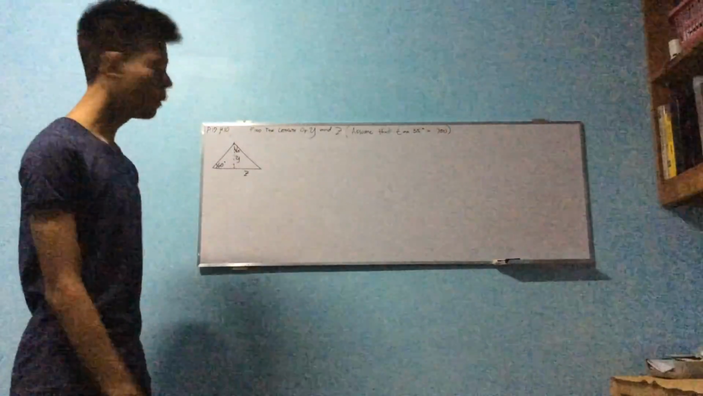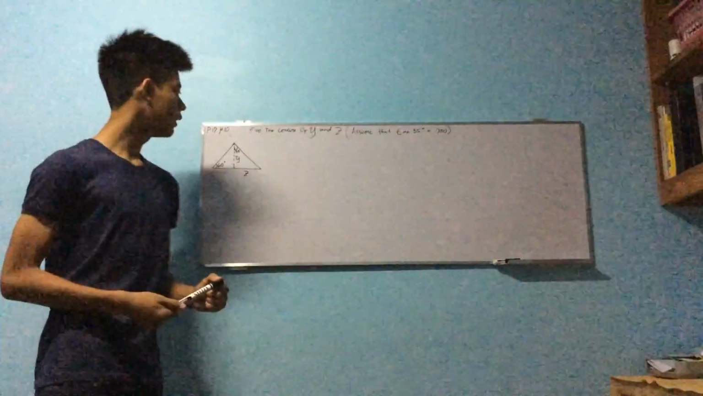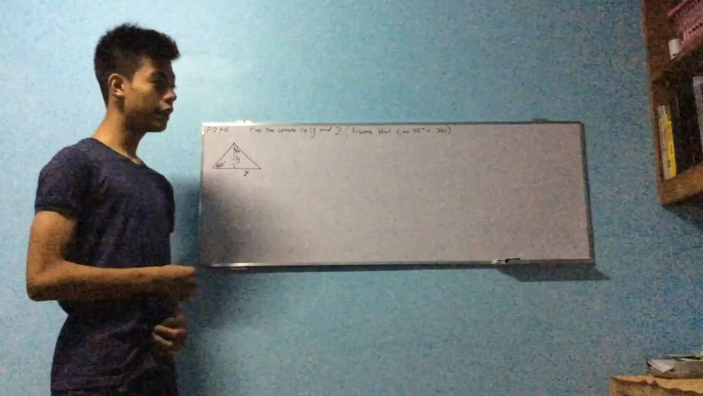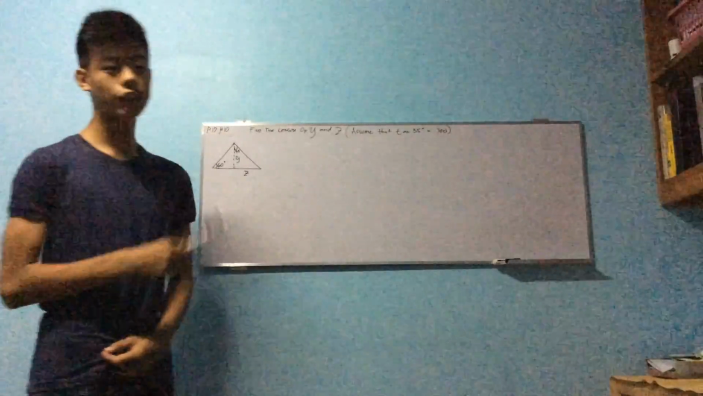I will solve problem number 10 from page 17. So we are given an equilateral triangle, and the instruction is to find the length of y and z, assuming that tangent 35 is equal to 0.7.